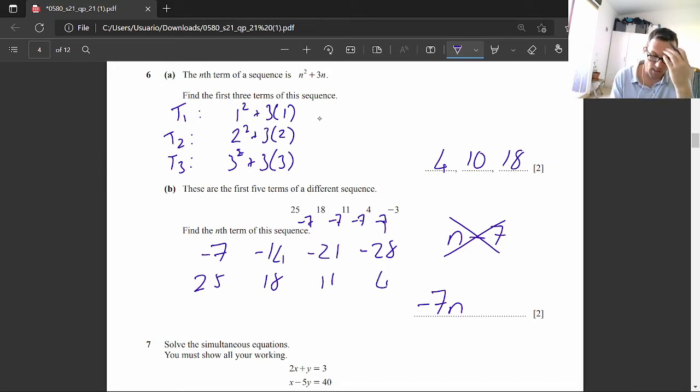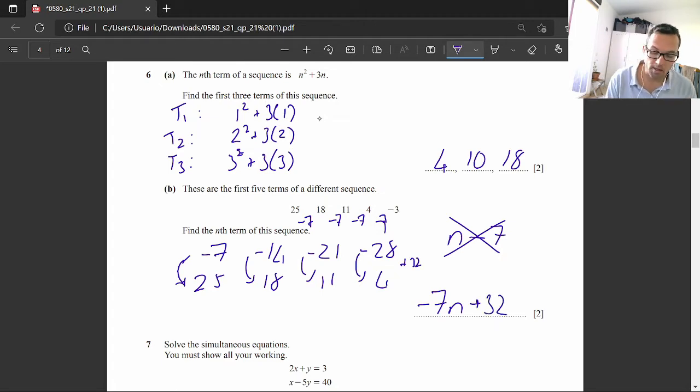So we're going to see how do we get from minus 7 to 25, or from minus 14 to 18. Okay, and the answer here is we need to add 32. Each single time you add 32. To get from minus 28 to 4, you need to add 32.